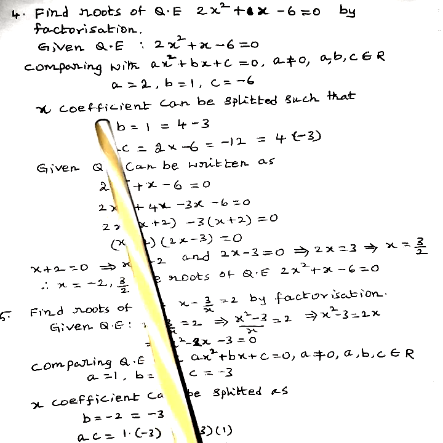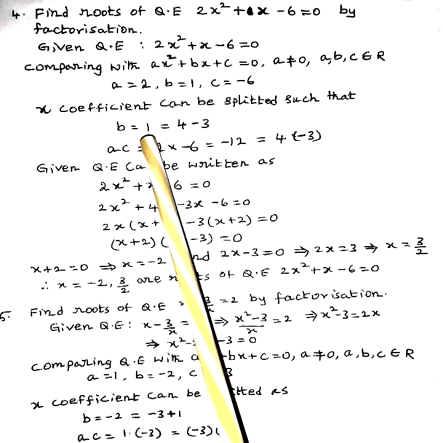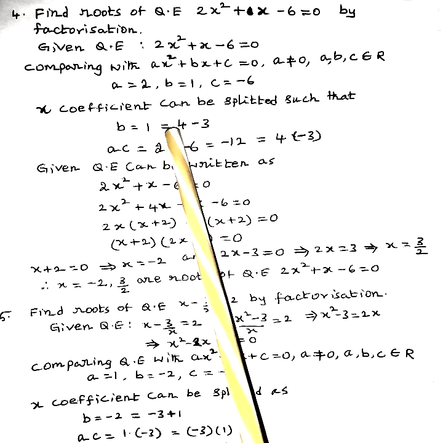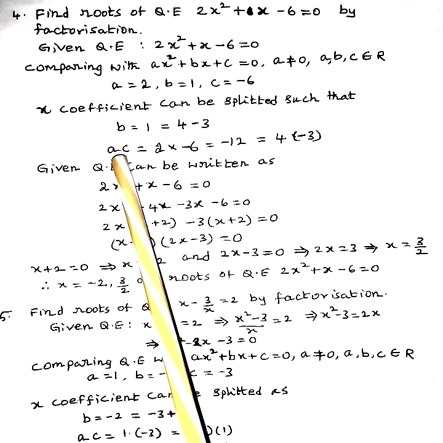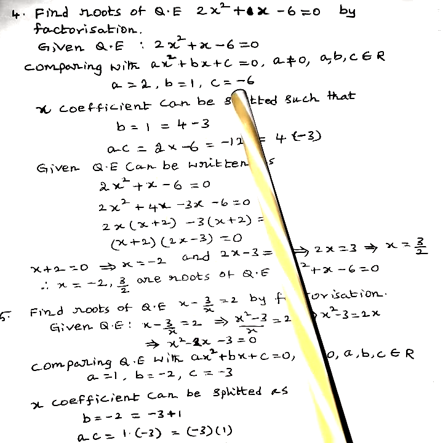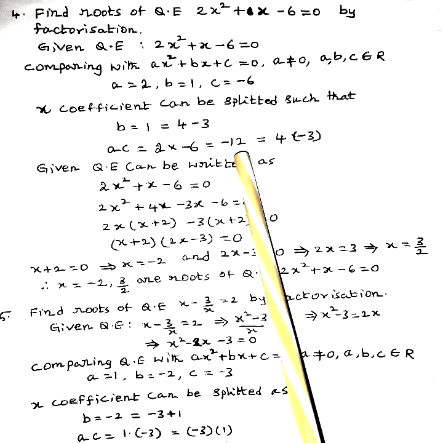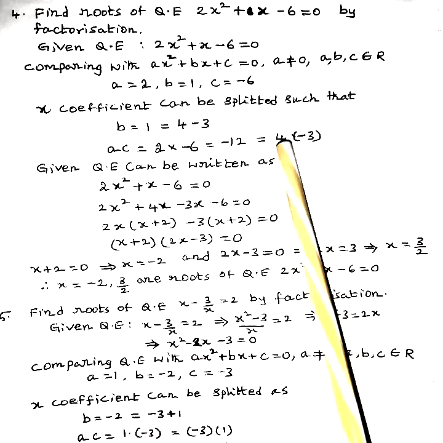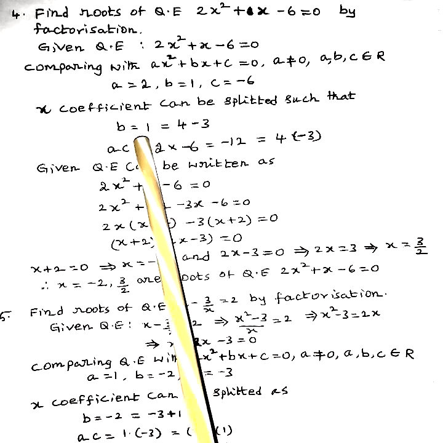Now, the x coefficient can be split into two parts, b equal to m plus n. That is, 1 can be written as 4 minus 3. Here m is 4, n is minus 3. And the product ac, a is 2, c is minus 6, hence ac is minus 12. Minus 12 can be written as 4 multiplied by minus 3, such that the sum of 4 and minus 3 becomes equal to 1.